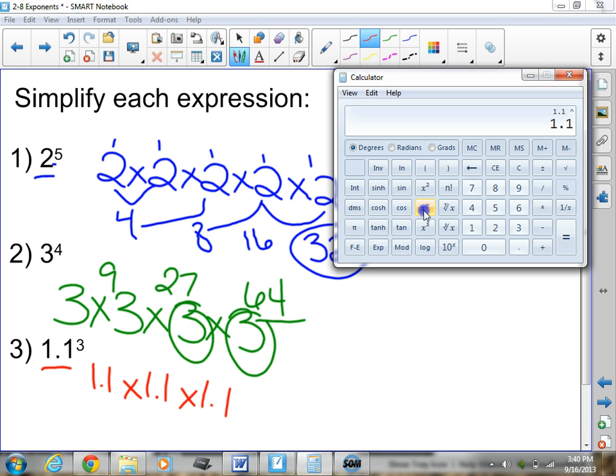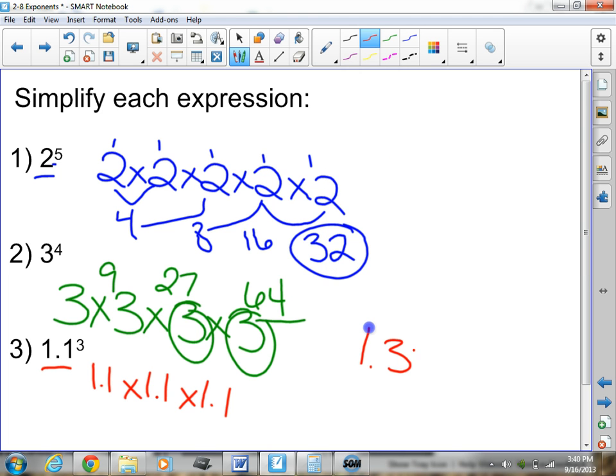Then I hit the key for the exponent. My exponent is 3. So I enter in 3, enter, and that tells me that 1 and 1/10 to the third power is 1 and 331 thousandths. Not too complicated.